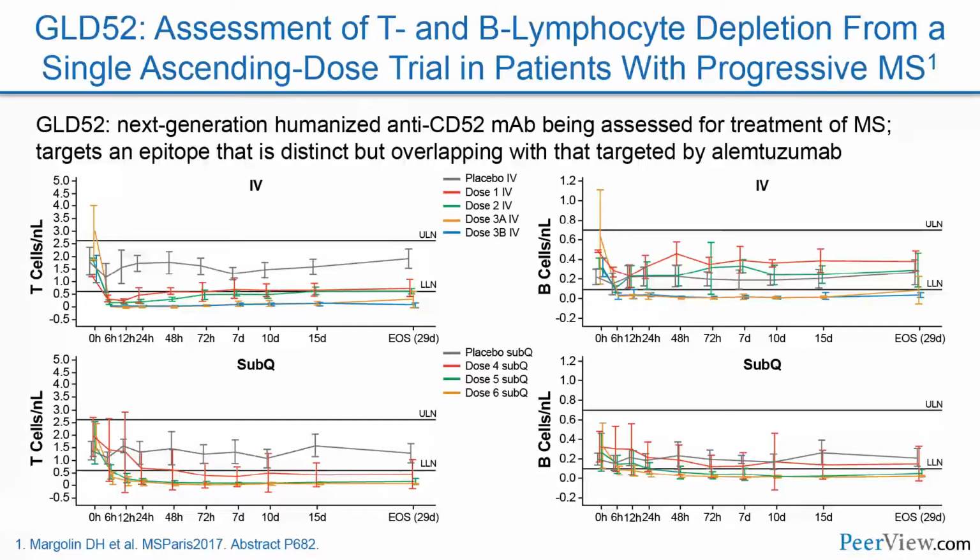And finally, GLD52 is a next-generation humanized anti-CD52 monoclonal antibody being assessed for the treatment of MS. GLD52 targets an epitope that is distinct but overlapping with the epitopes targeted by alemtuzumab. At the 7th Joint ECTRIMS-ACTRIMS meeting, data from a randomized, single ascending dose trial in patients with progressive MS was presented. The results of the study showed both IV and subcutaneous GLD52 induce robust, dose-dependent T and B lymphocyte depletion in a pattern similar to that of alemtuzumab.